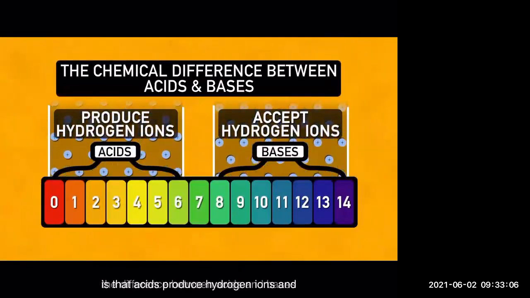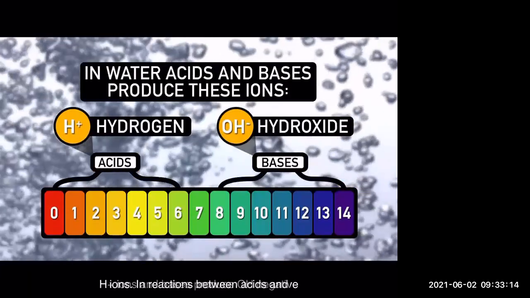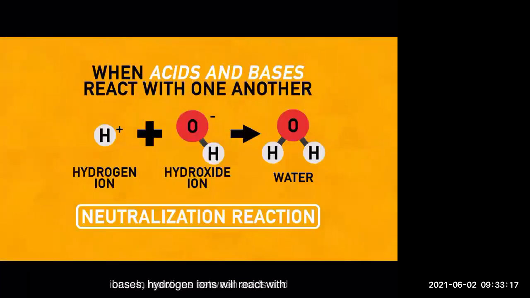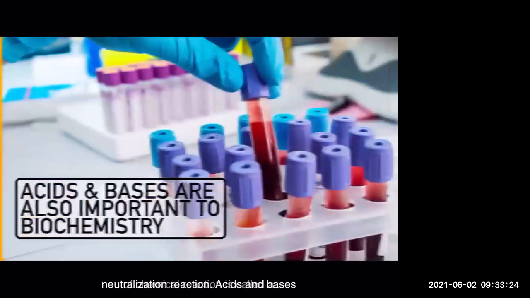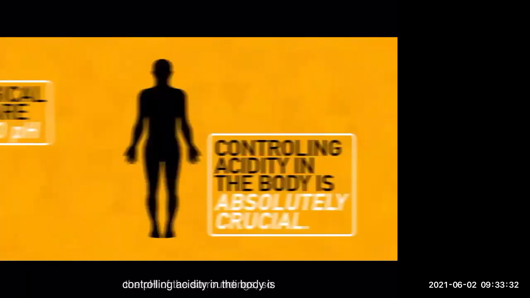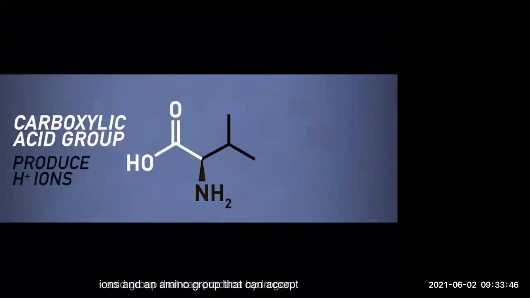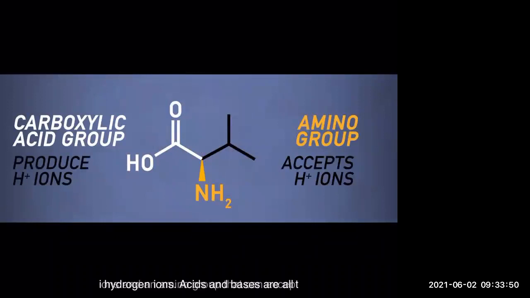Chemically, the difference between acids and bases is that acids produce hydrogen ions and bases accept them. In water, acids produce H+ ions and bases produce OH- ions. In reactions between acids and bases, hydrogen ions will react with hydroxide ions to make water. This type of chemical reaction is called a neutralization reaction. Acids and bases are also very important in biochemistry. Many biological processes are sensitive to the pH of the surroundings, so controlling acidity in the body is crucial. Some biologically important molecules like amino acids have dual personalities. They're said to be amphoteric, which means that they can act as both acids and bases. An amino acid has a carboxylic acid group that can produce hydrogen ions and an amino group that can accept hydrogen ions. Acids and bases are all around us and can vary greatly in terms of their use and their nature, but they all involve hydrogen ions being passed around.